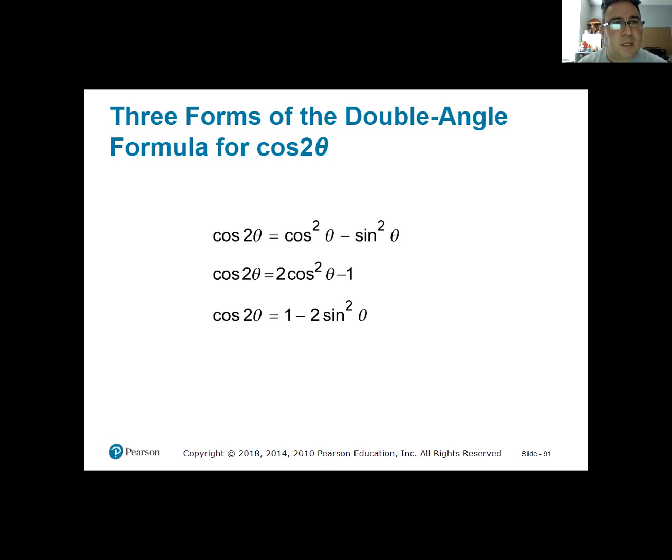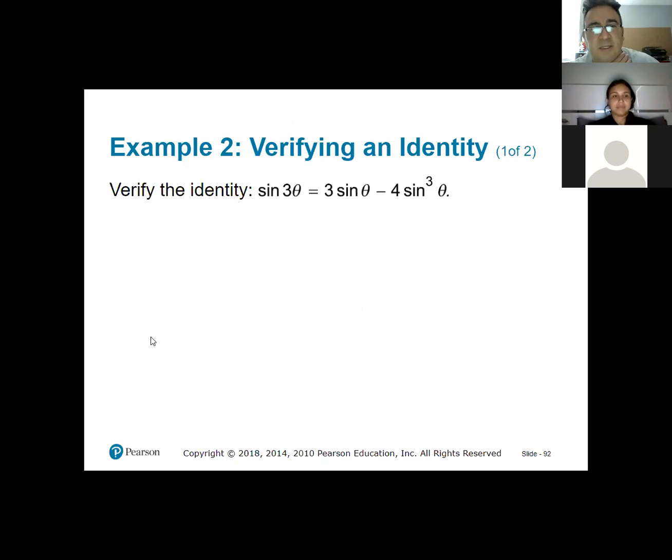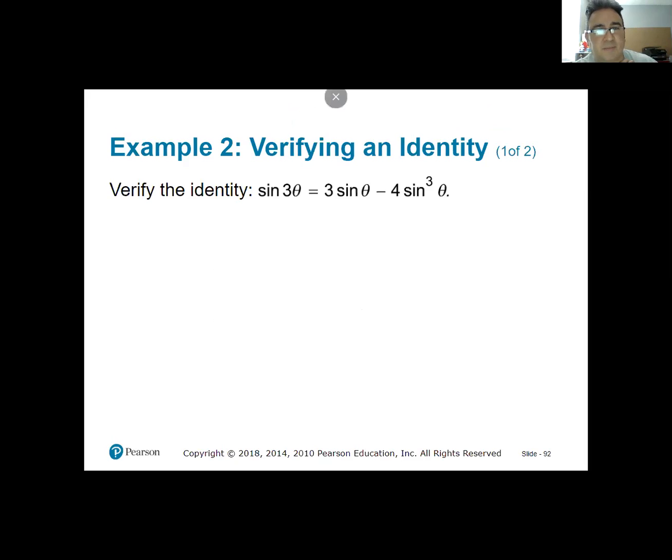All right. Here we go. It says verify the identity sine of 3 theta equals 3 sine of theta minus 4 sine cubed of theta. Okay? So for this one, remember when we're verifying identities, which side do we work with? The easy one or the hard one first? The hard one. We always tackle the hard one first.